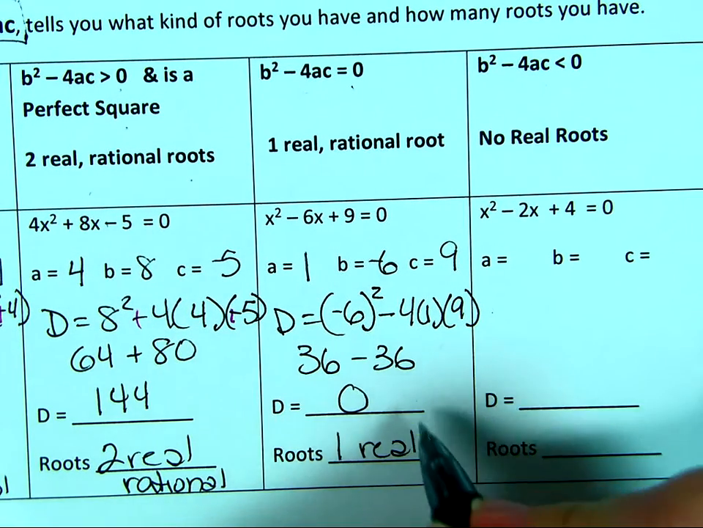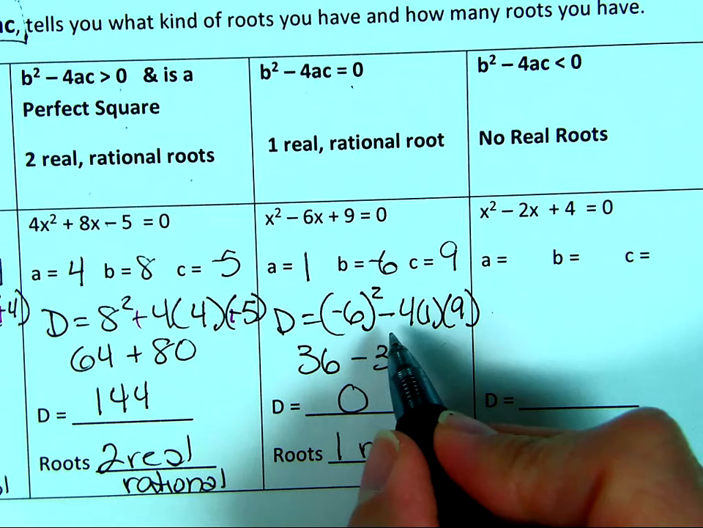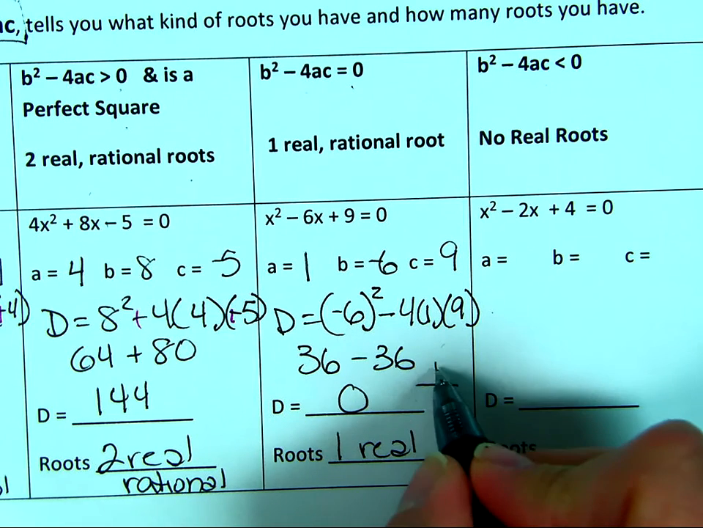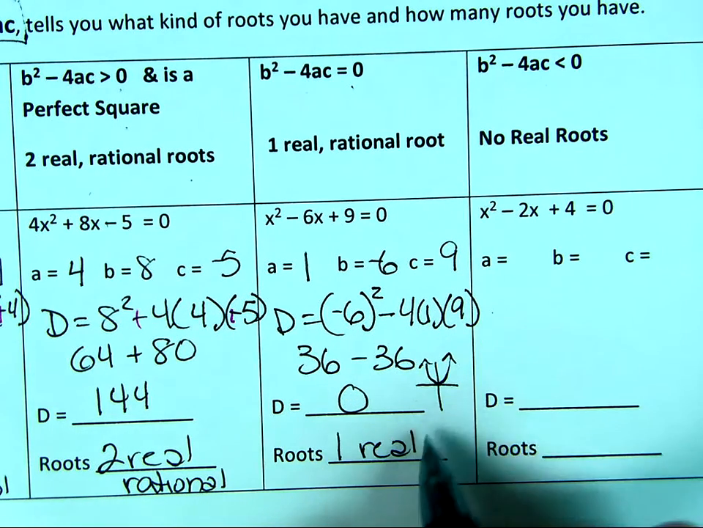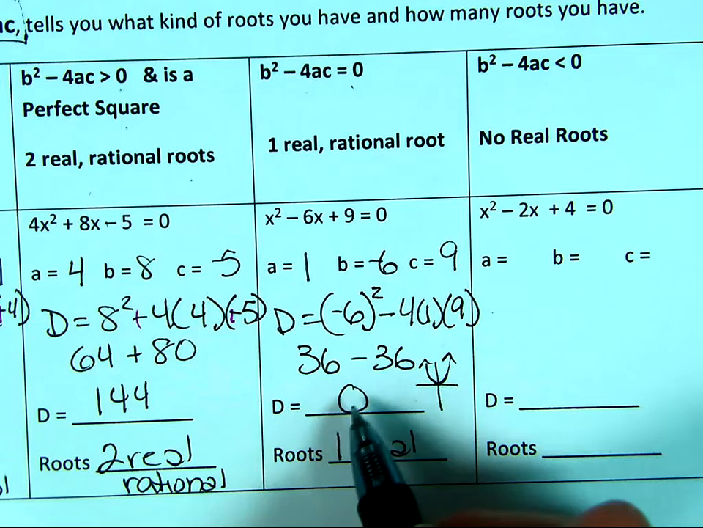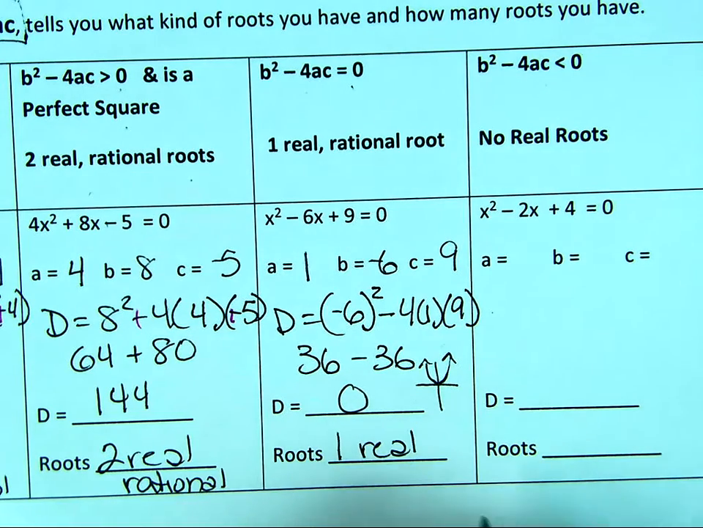That's the kind that just touches the x-intercept. Here's our x-axis, the parabola just hits the x-axis and goes back up. When you get a discriminant of 0, you know it just touches the x-axis and then goes back up.